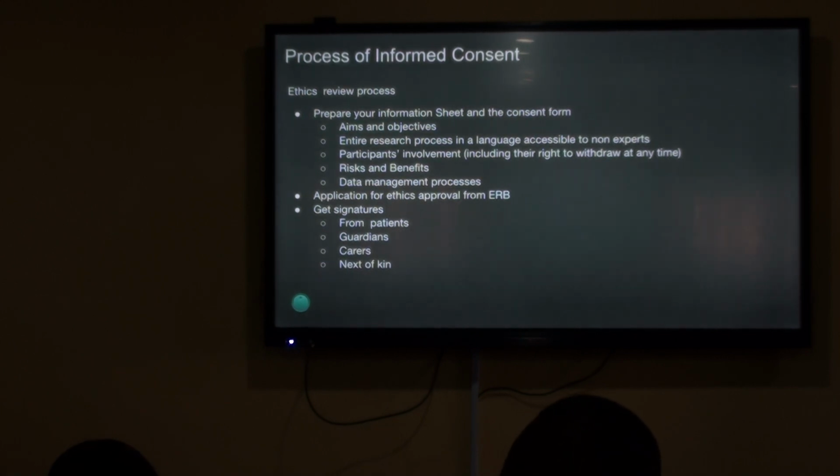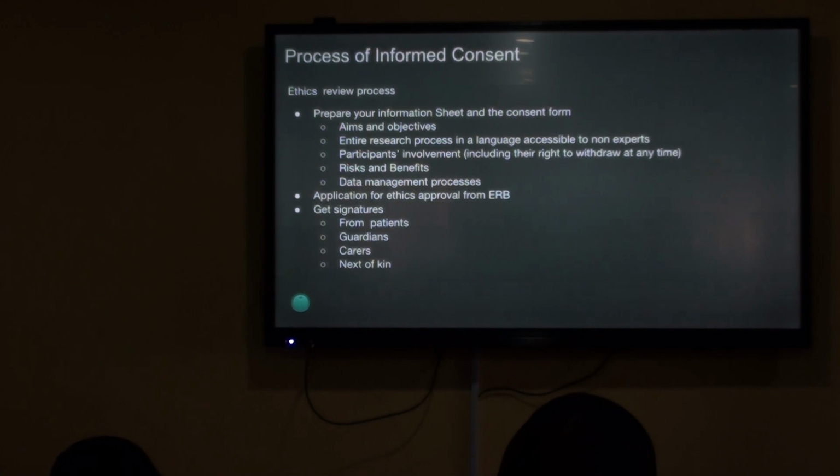You have to make sure that you put all this information in it. And most importantly for you as researchers, how would the data be managed? The data management processes. We often forget that. You have to put it in the information sheet, and then you have to put it in your application. However the process is set up in your institution, you have to submit the application for approval.